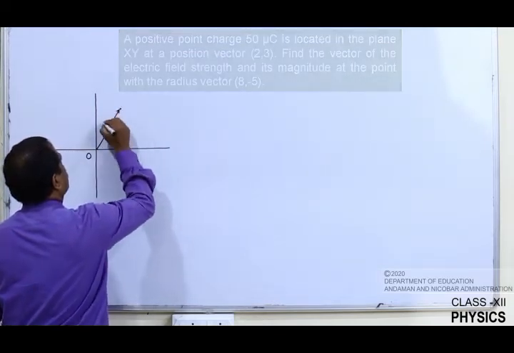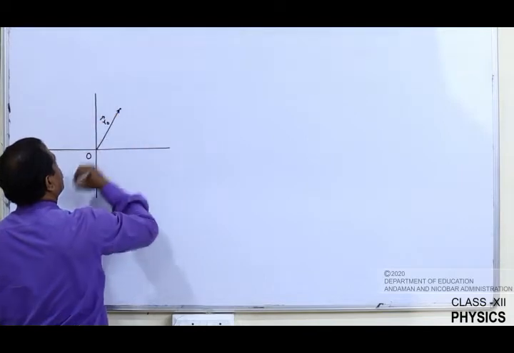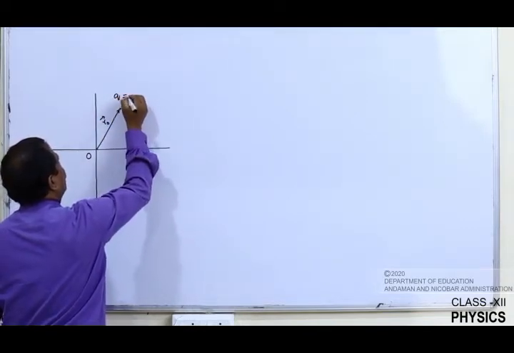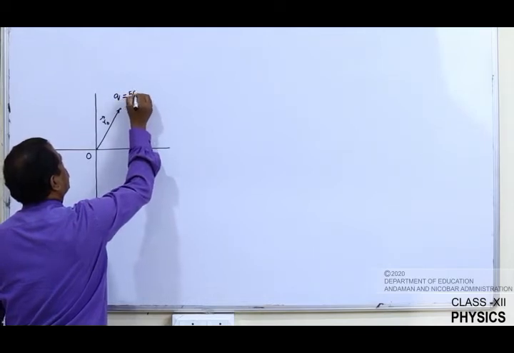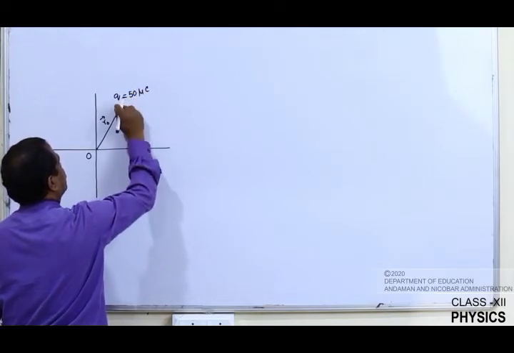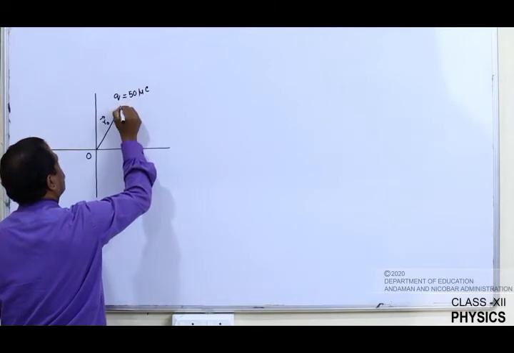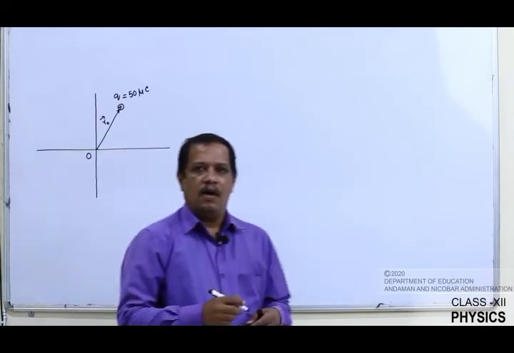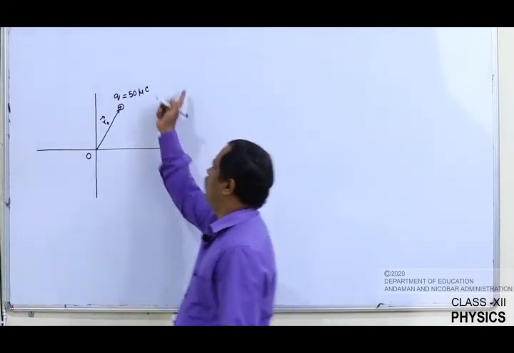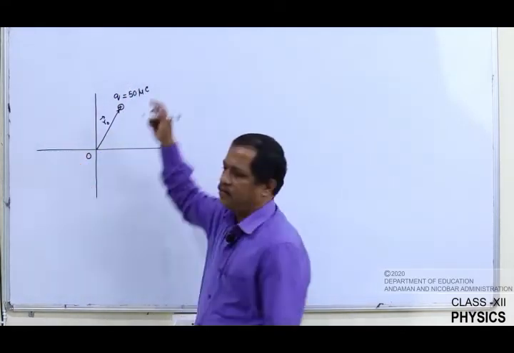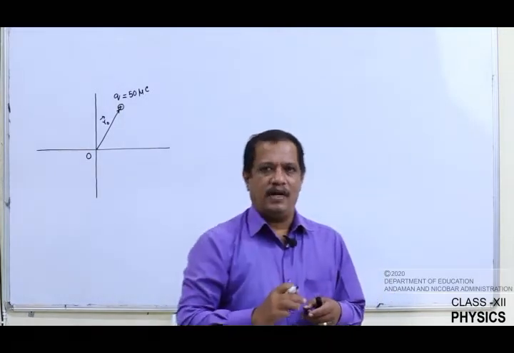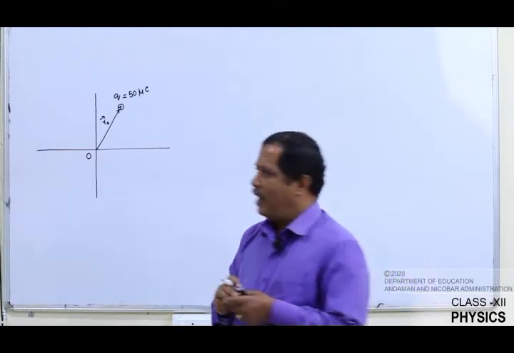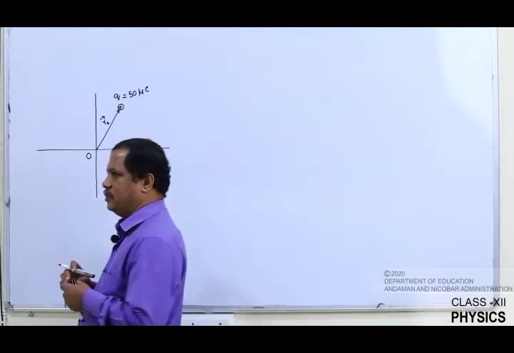Let me say this position vector is R0, and at this point I have placed a charge of say 50 microcoulomb, and this charge is positive. Now this positive charge will produce an electric field surrounding it. I want to calculate the value of the electric field at a point on the plane, 8i minus 5j.